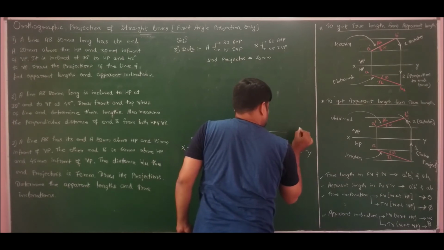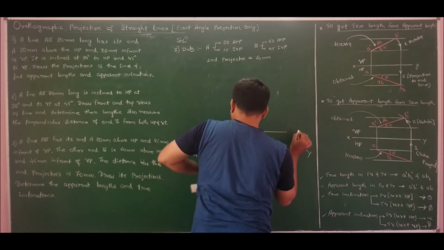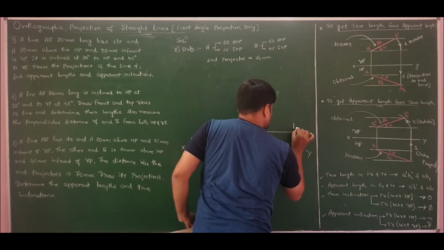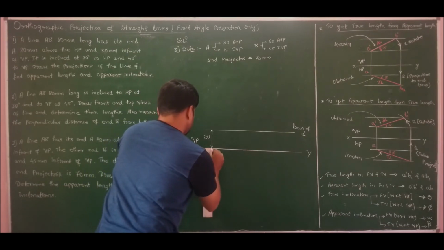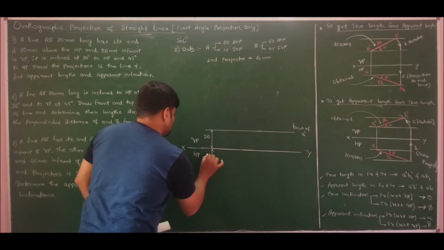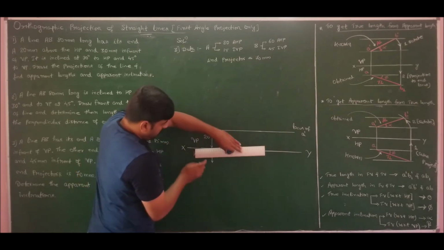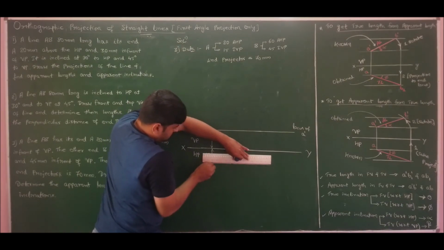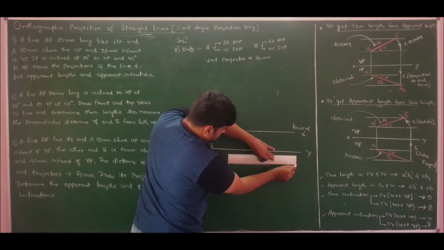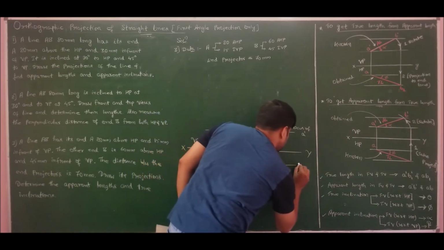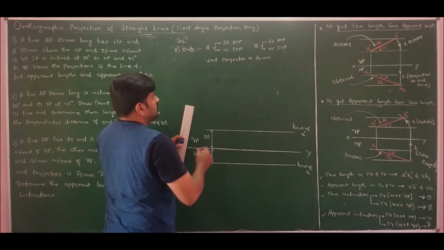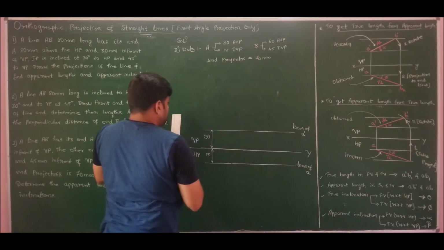For your reference, we can write it as locus of A dash. 15 mm in front of VP. So mark 15 mm in horizontal plane, which gives us locus of A. For your reference, if you want, you can write locus of A. And B 60 mm above HP.